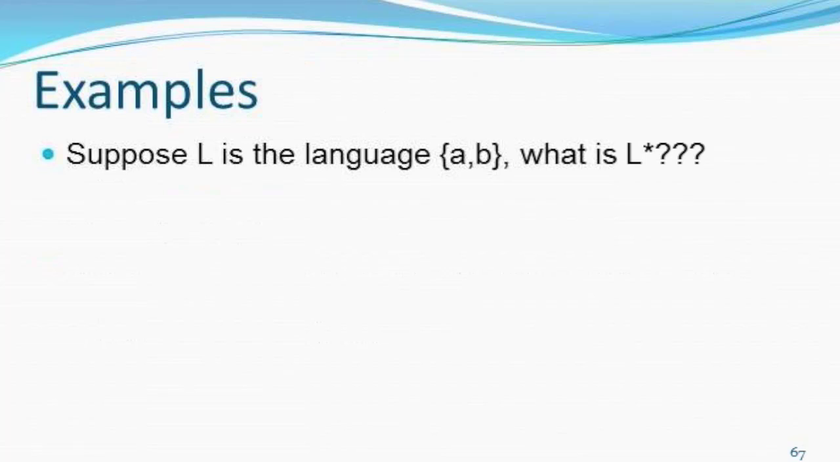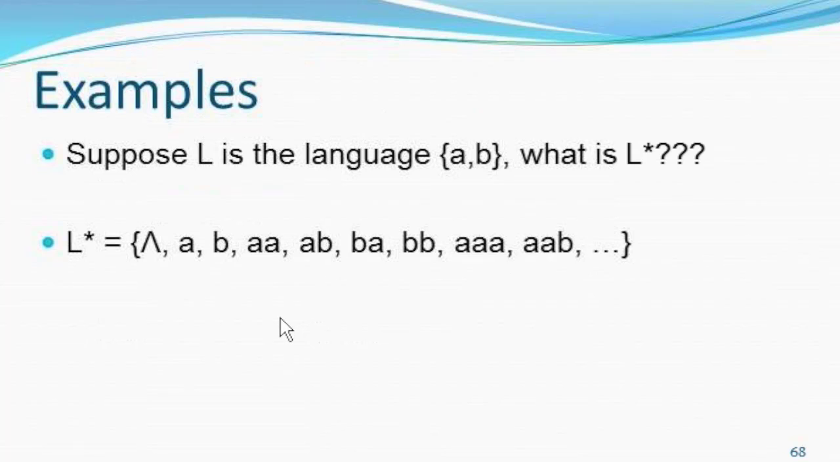Suppose L is the language A comma B. What's L star? Well, now we're taking the union of L0 with L1 with L squared and so on. L0 is going to be lambda. L1 is just L, so we union that in. L squared is the product of L and L. We get these guys, and so on.